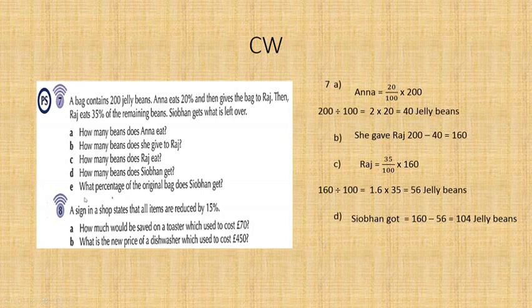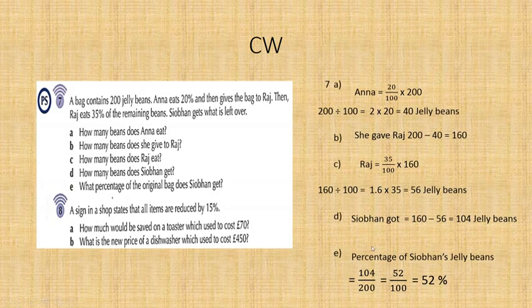Number E here. What percentage of the original bag does Saiban get? So right now we need to calculate the percentage. Saiban got 104 jelly beans and the total was 200. So it's going to be 104 over 200. And as you remember from the previous videos, you have to make the denominator 100 to make it a percentage. If I divide by 2 up and down, it's going to be 52 over 100. So Saiban got 52% of the bag.